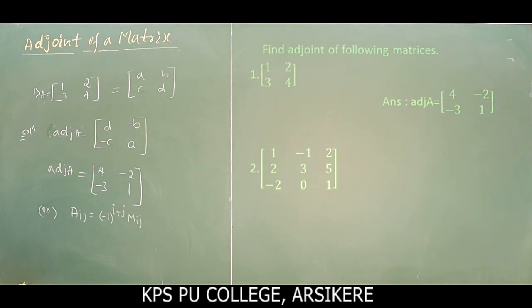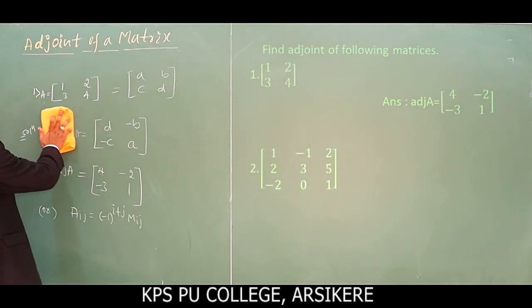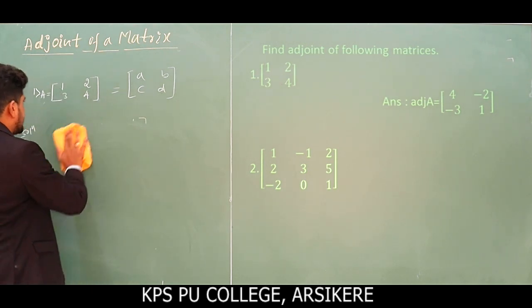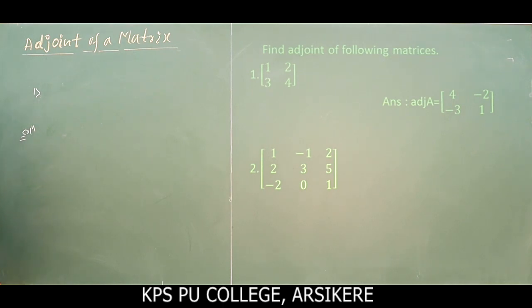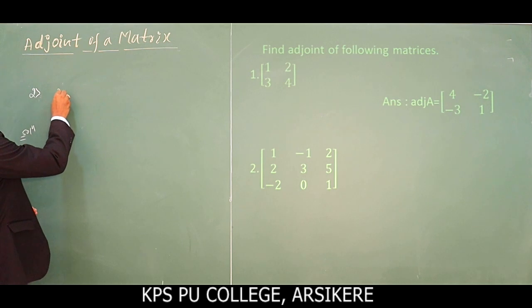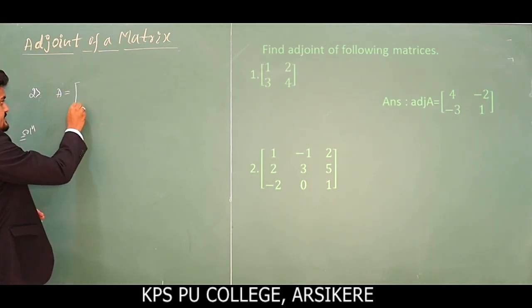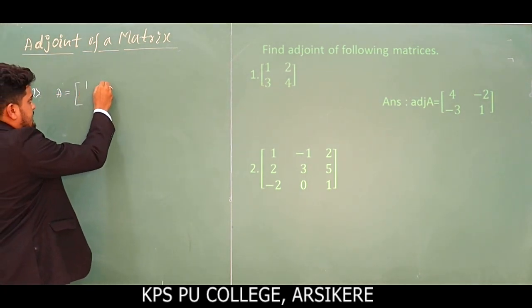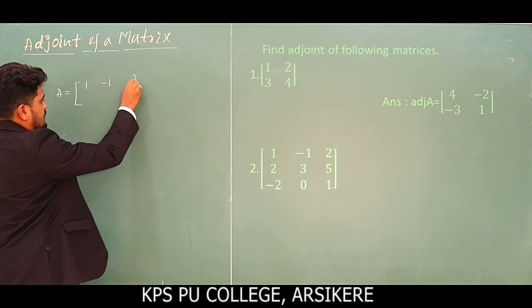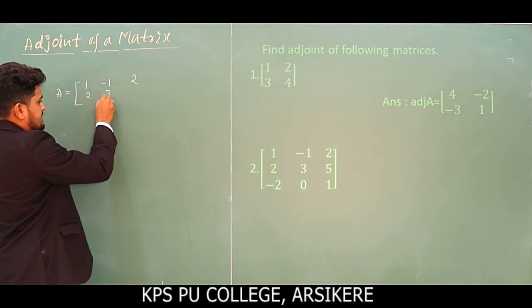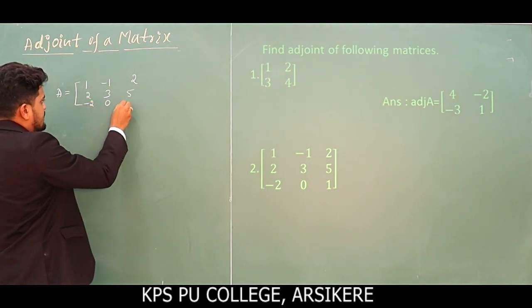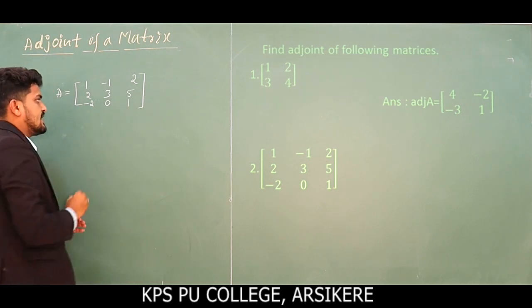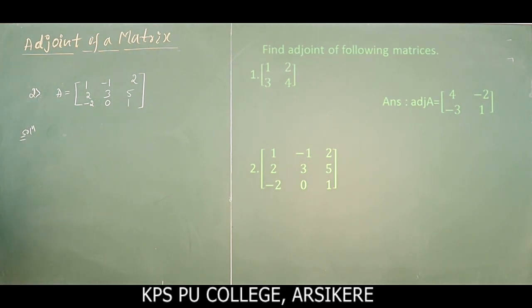Second problem. In the first problem we had a 2 cross 2 matrix, right? In the second problem it is a 3 cross 3 matrix. Then how to find the adjoint of the given matrix? So matrix A is equal to [1, -1, 2; 2, 3, 5; -2, 0, 1].